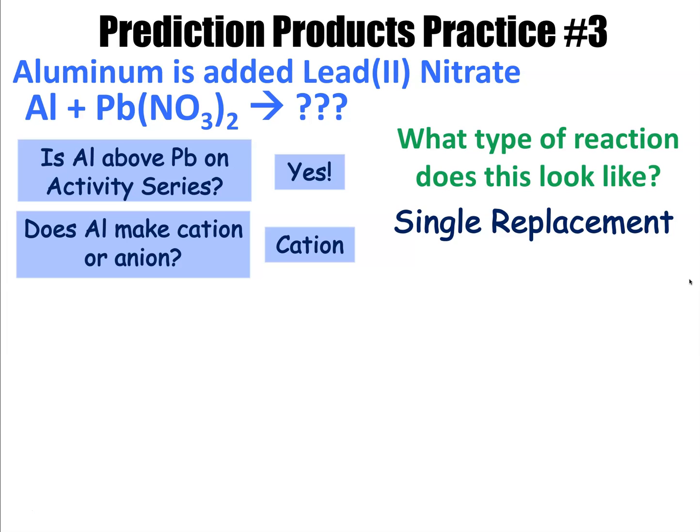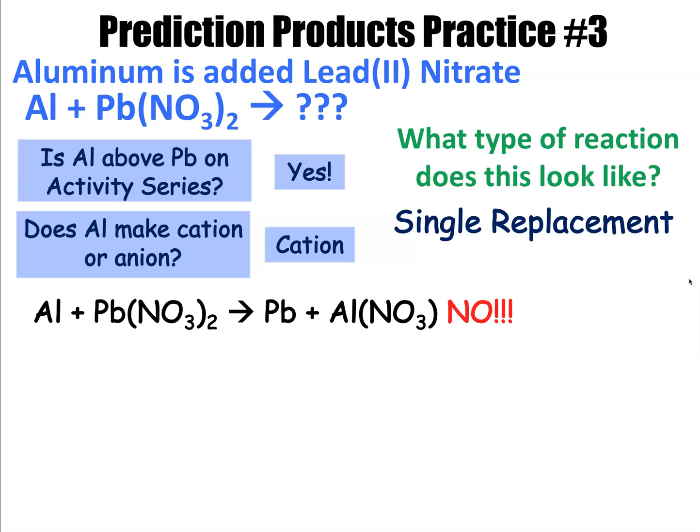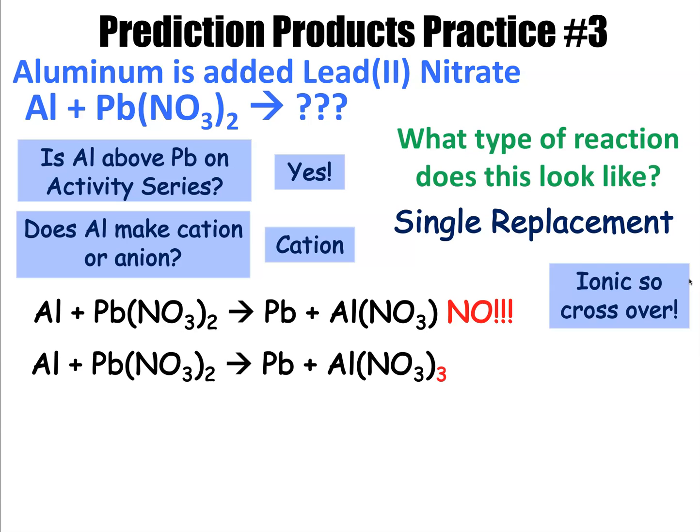So, again, I know the general formula for a single replacement reaction. A plus BX gives me AX plus B. So if I do that, I get this, but we have a problem. On the product side, you have to make sure you do the crossover with your charges for all ionic compounds. By doing that, notice I should have a subscript of 3 on aluminum nitrate. Now my reaction is written correctly. Everything is balanced individually.